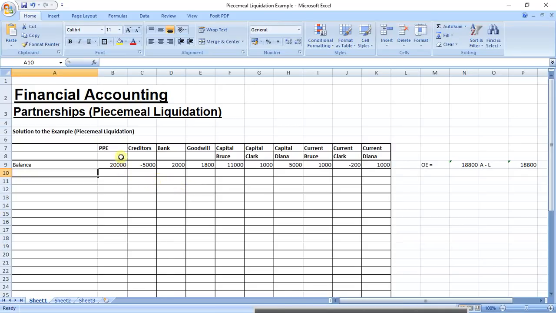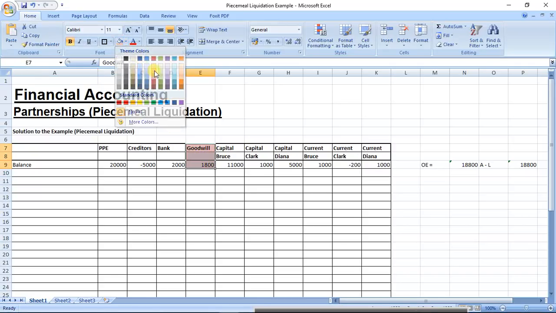So when looking at a piecemeal liquidation, we need to close off certain of these accounts. Goodwill we know is a non-current asset. Remember, goodwill exists because the partnership is operating. If the partnership is being liquidated, you can't sell that goodwill to anyone. Goodwill is an intangible asset which cannot be bought or sold as a physical asset in terms of liquidation. So goodwill is actually a detriment to the business when the business chooses to liquidate.